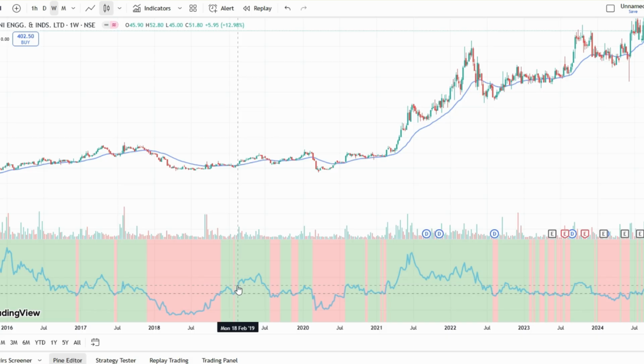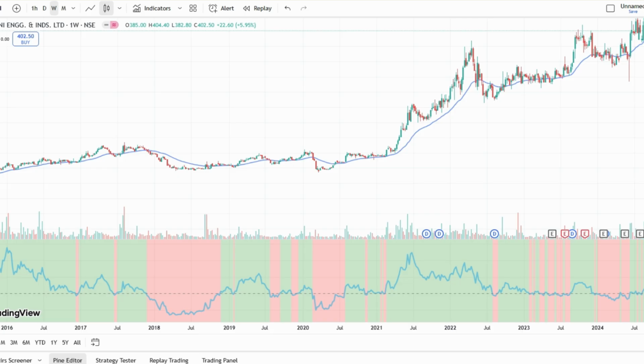The relative strength indicator should not be confused with the RSI indicator, because the RSI indicator measures the strength of the stock against a particular earlier period of time. For example, Triveni Engineering as of this date is performing better when compared to this date. Okay, this is called the RSI indicator. But here what we are discussing is whether this stock is performing better than the broader market. Okay, if the line is above the zero line, it is performing better than the broader market. If it is below the zero line, it is performing poorly when compared to the broader market.